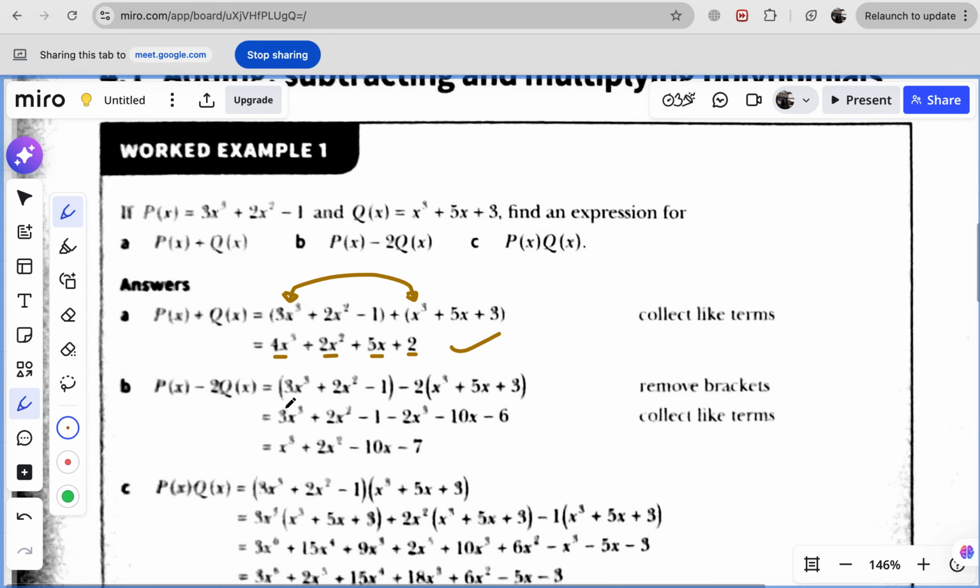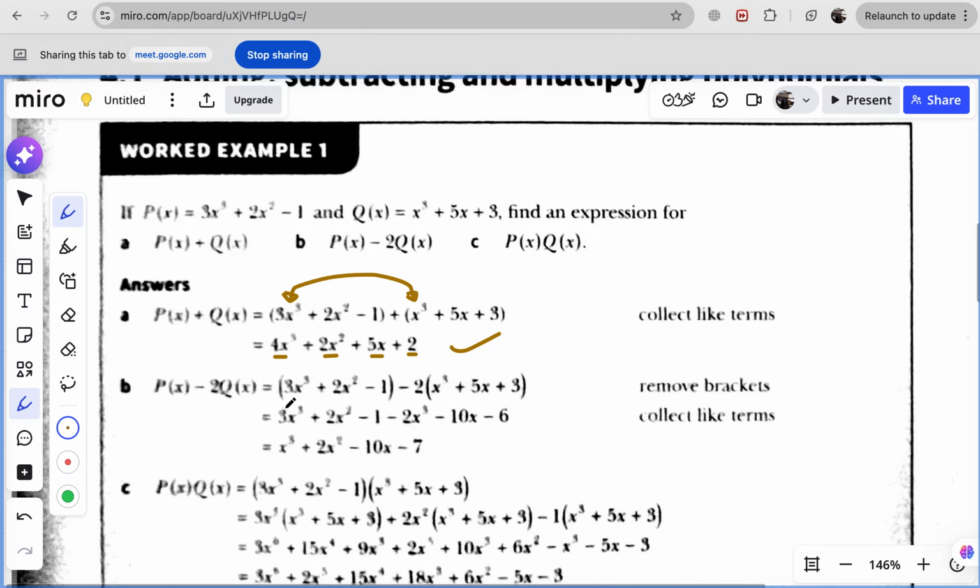You get 15x to the power of 4. Why power 4? Remember, ordinary x means x to the power of 1. Ordinary x means what? x to the power of 1. Now multiplying this and this, you get 15x to the power of 4. Why? Because x to the power of 3 multiplied by x to the power of 1. In indices, you write x and you add the powers. 3 is here, 1 is here. This power is 1, even though we don't write it. So you get 15x to the power of 4.